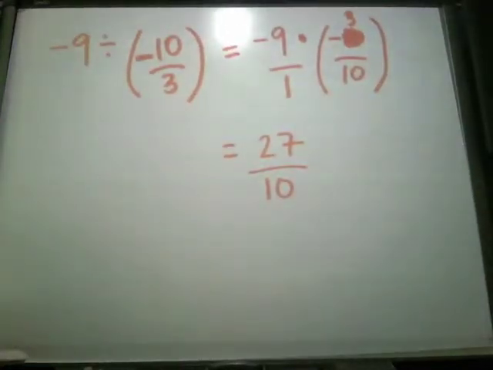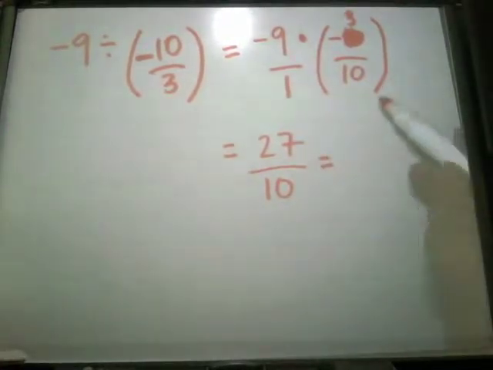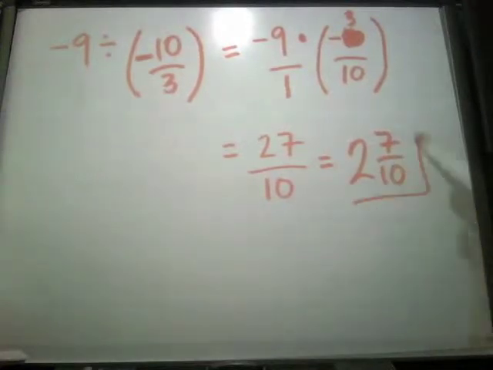Now, remember that any improper fraction, you want to turn it into a mixed number. This one would be 2 7/10. If you're having trouble remembering how to do that, let me know and I will come over and explain it again. But that hopefully is something everybody's good at by now.